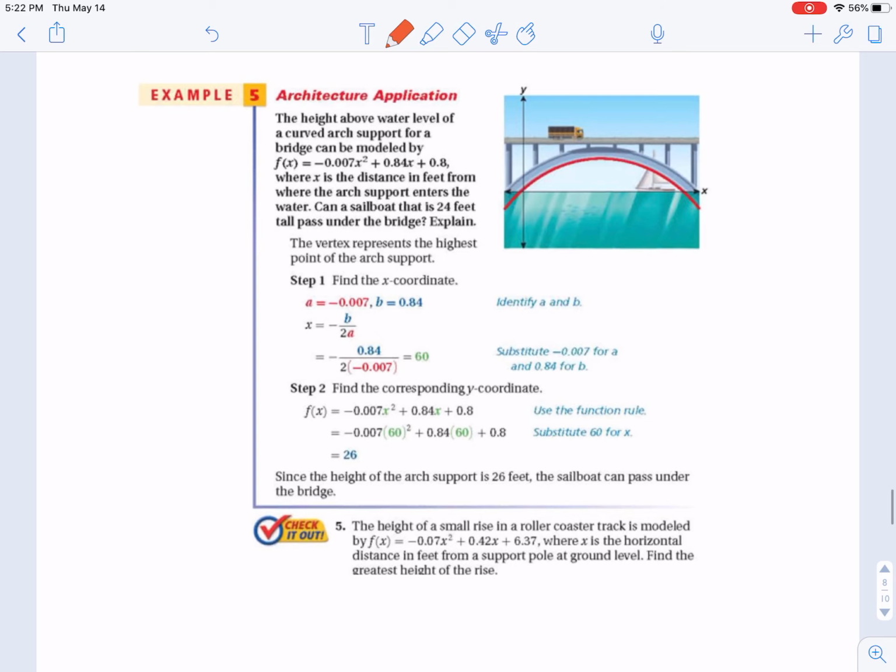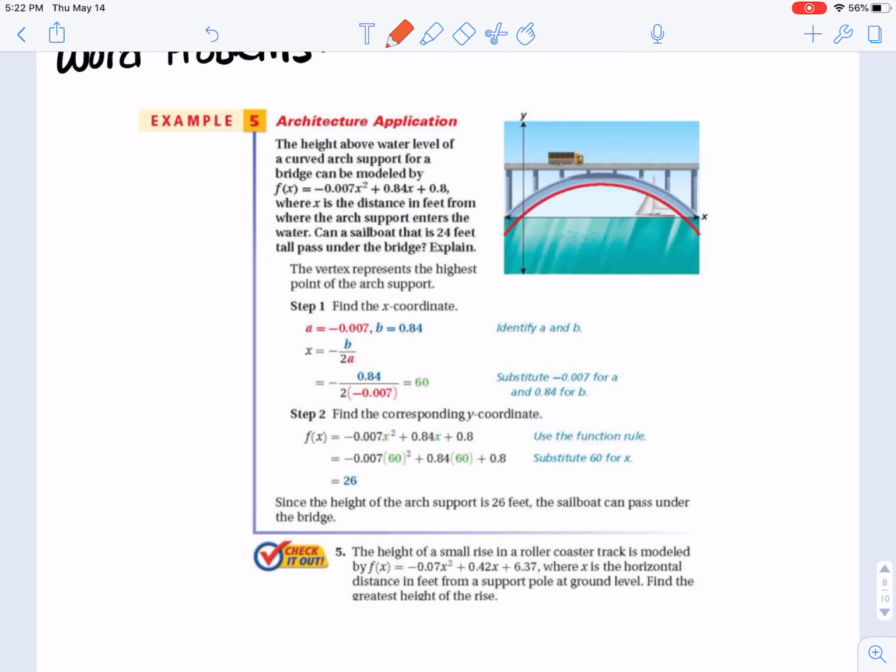Now, this particular problem gives me an equation for the parabola that makes up this bridge. And if you can see in the background right there, there's a sailboat. They want to know, can the sailboat that is 24 feet tall pass under the bridge? So they want to know this height right here. They need to know that maximum height in order to figure out if that sailboat can come through.